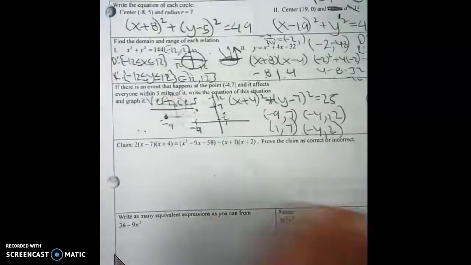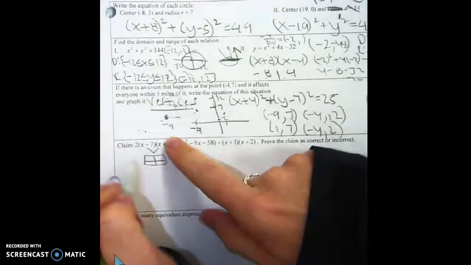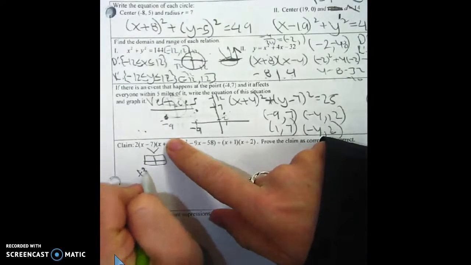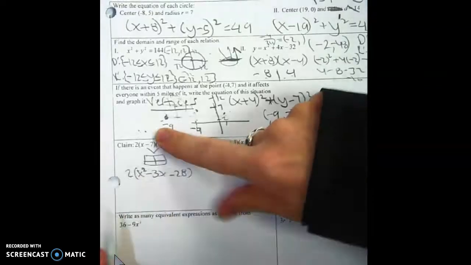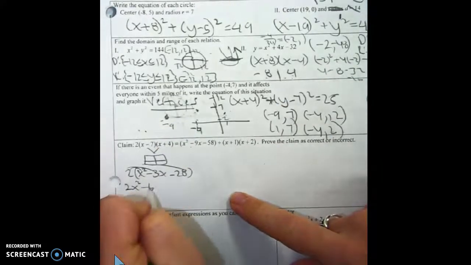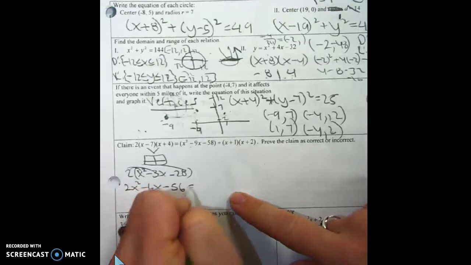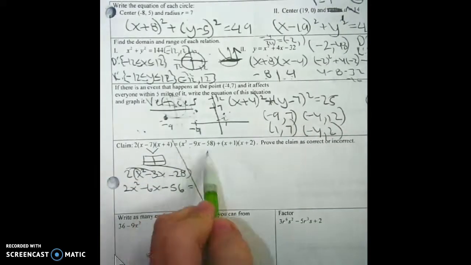All right, we need to prove if this is equal or not. So I'm going to box this out. When I box this out, I get x squared minus 3x minus 28. And I'm going to multiply that by 2. Rainbow bow. 2x squared minus 6x minus 56 equals. Okay, so that side's done. Now I got to do this side.